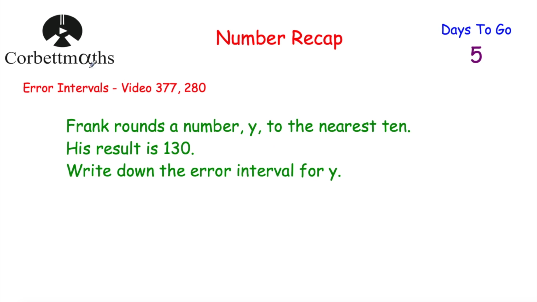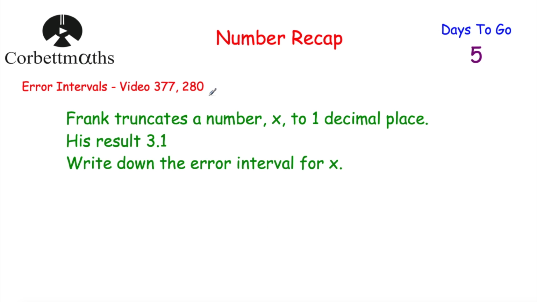Another topic you may encounter is error intervals. So here we've got an error intervals question. It says Frank rounds a number y, so there's a certain number y, and Frank rounds it to the nearest 10, and his result is 130. And we've been asked to write down the error interval for y. So y can be any value that's bigger than or equal to 125, because that's the lowest possible number that would round to 130 to the nearest 10, but it would be anything up to but not including 135, and that's it.